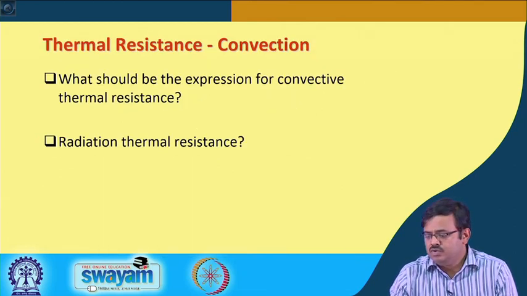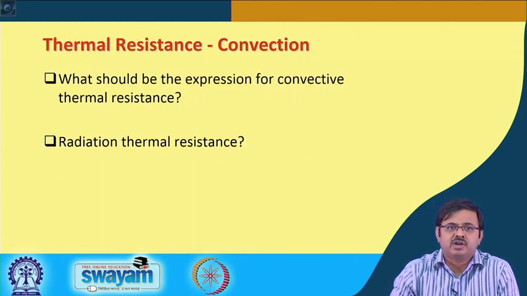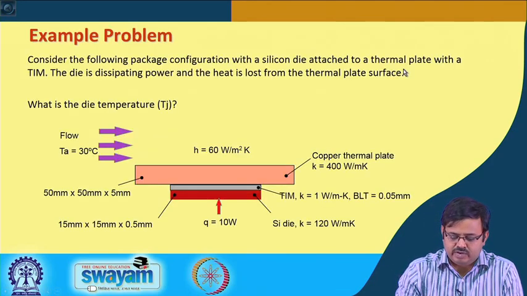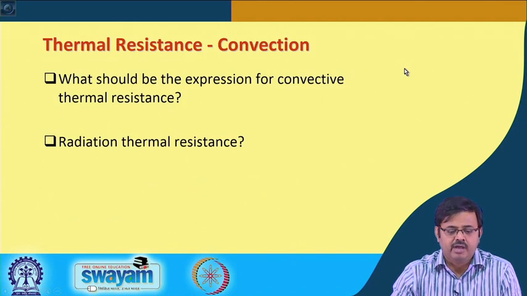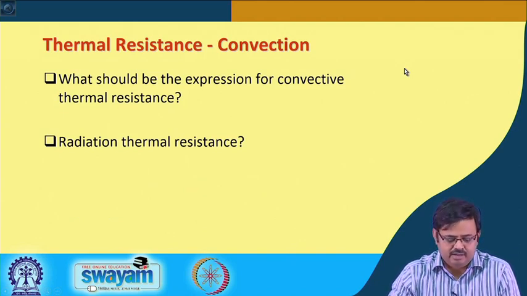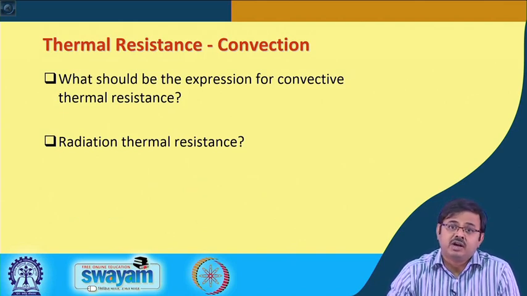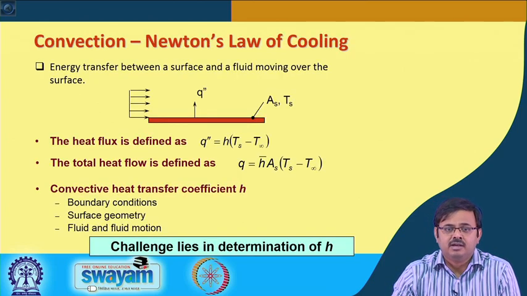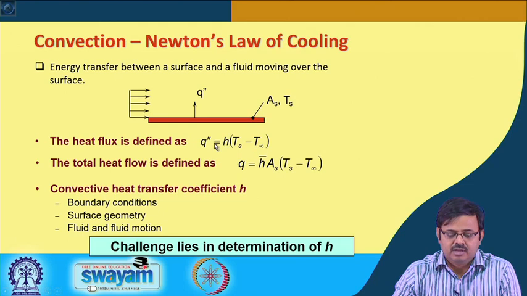Now, if I ask you what should be the expression for convective thermal resistance, for conduction resistance we knew it was L over K A. So for convective resistance, what is that going to be? Important. So let us go back to this expression. Q is H A times T surface minus T ambient.